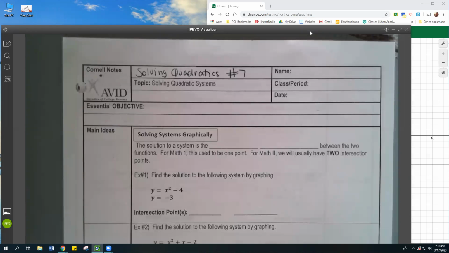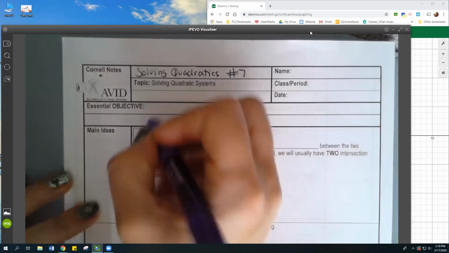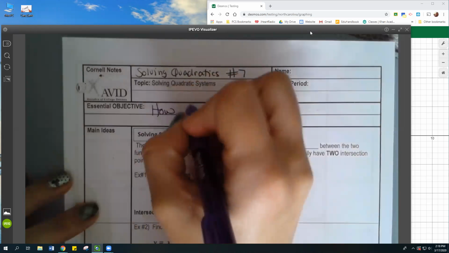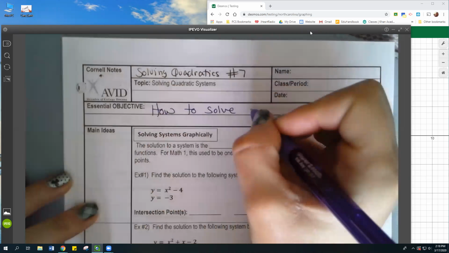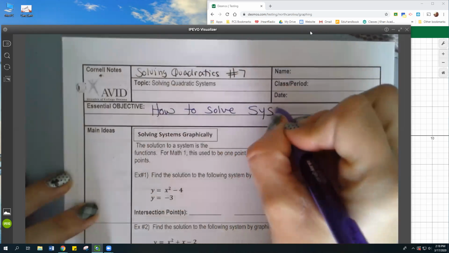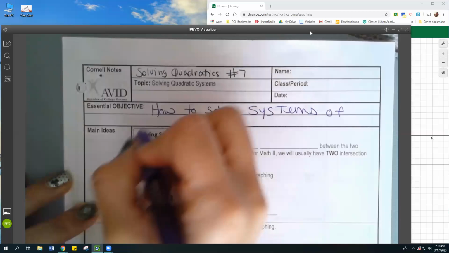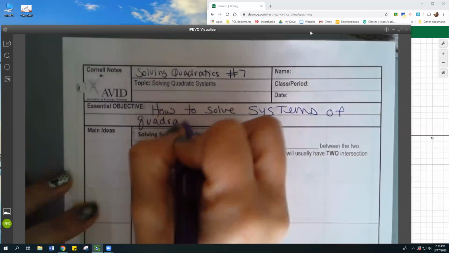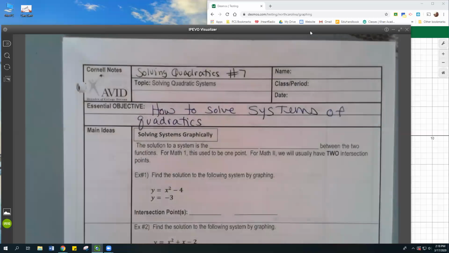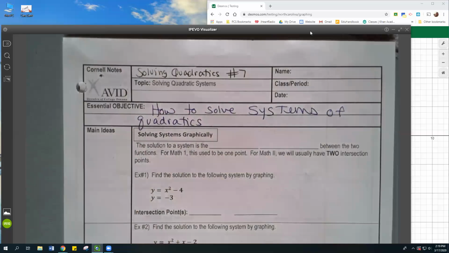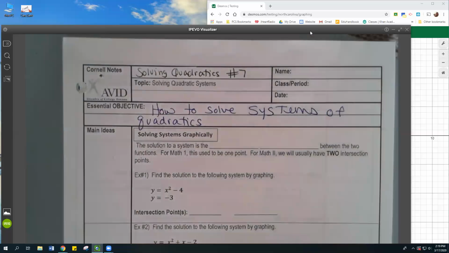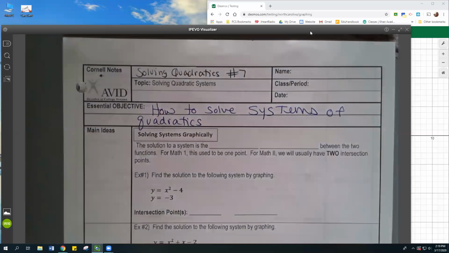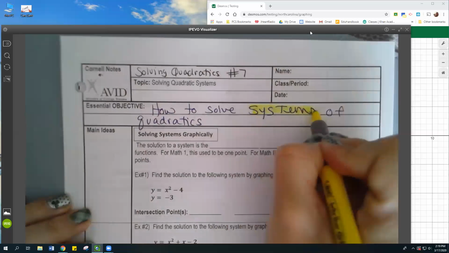I want to take care of our last lesson in solving quadratics, so this is going to be solving quadratics number 7. And what we're going to do is learn how to solve systems of quadratics. And if you remember from Math 1, graphing a system of equations just means graphing two or more equations at one time. So that is what we are going to be doing today.